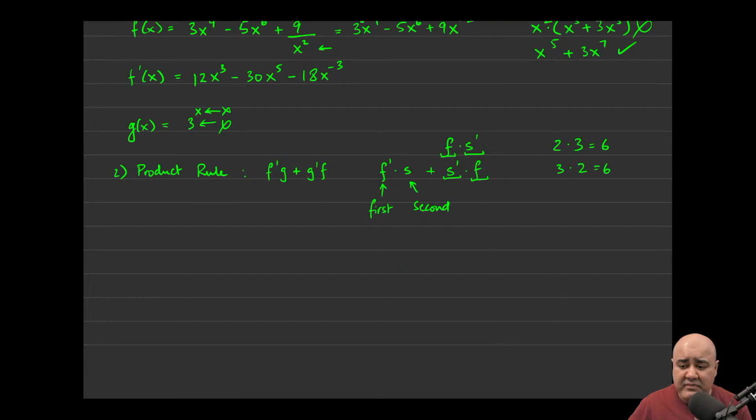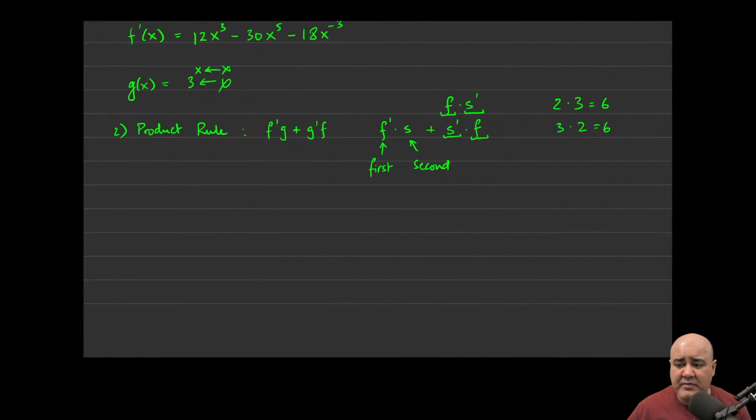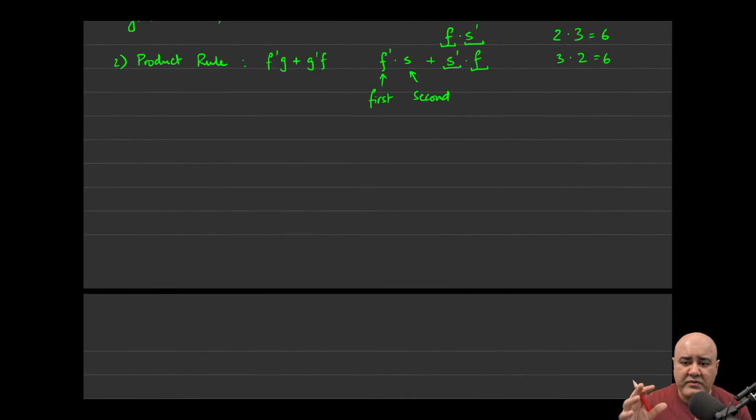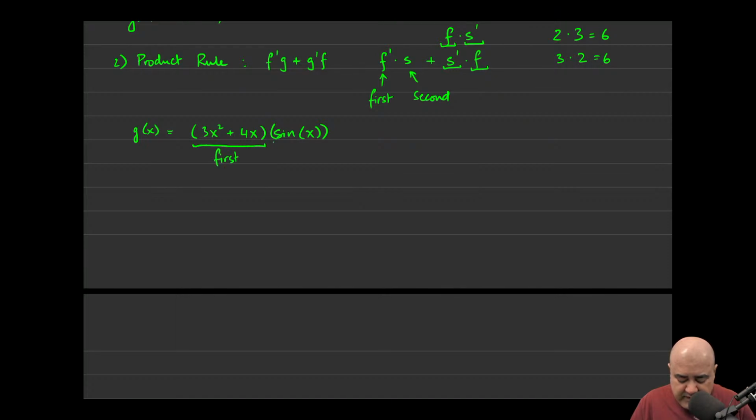Or you can continue to review it as f prime g plus g prime f. Both approaches will give you the answer, but with the quotient rule, this approach of first, second, top, bottom actually comes in a little bit more handy. So let's do a practice question here. Let's say we know that g of x is 3x squared plus 4x times, let's throw in a trig function just for review, sine x. In this case, I'm considering this to be my first function and this to be my second function.